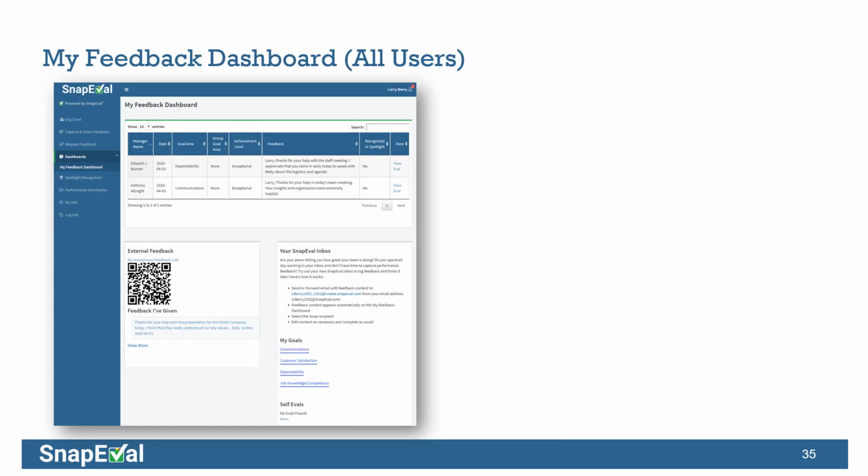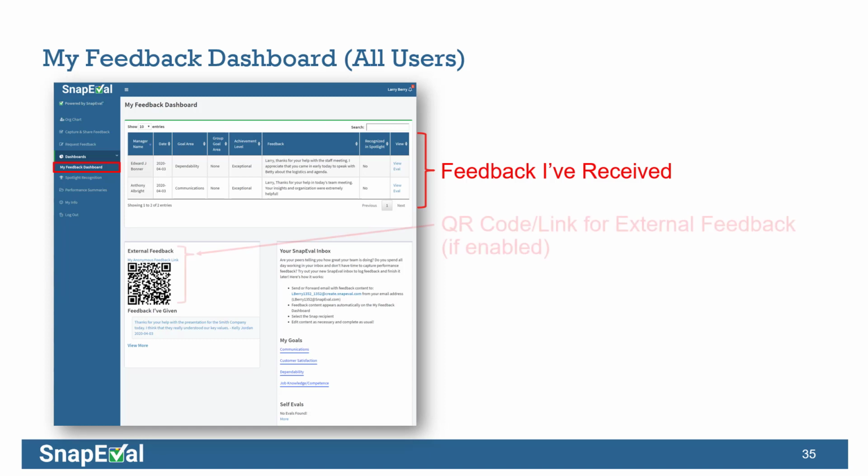Now again, everybody in the organization has this third dashboard, which is the My Feedback dashboard. And this is a place where basically you can see the feedback that you yourself have received. There's also, if it's enabled in your account, an opportunity for you to request feedback from external sources outside of your company. Everything we've talked about so far is feedback that's coming from within your organization.